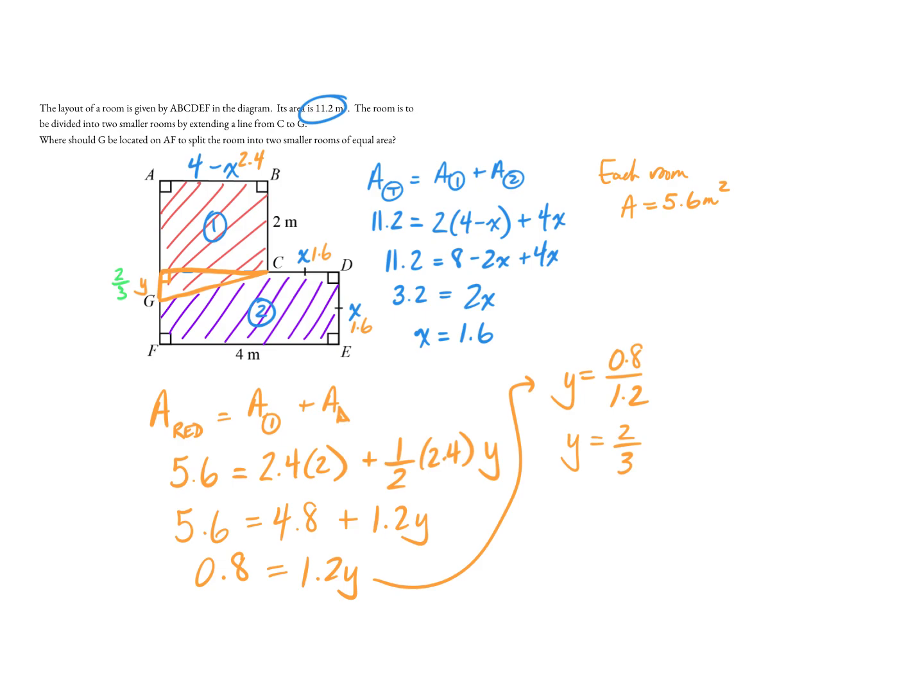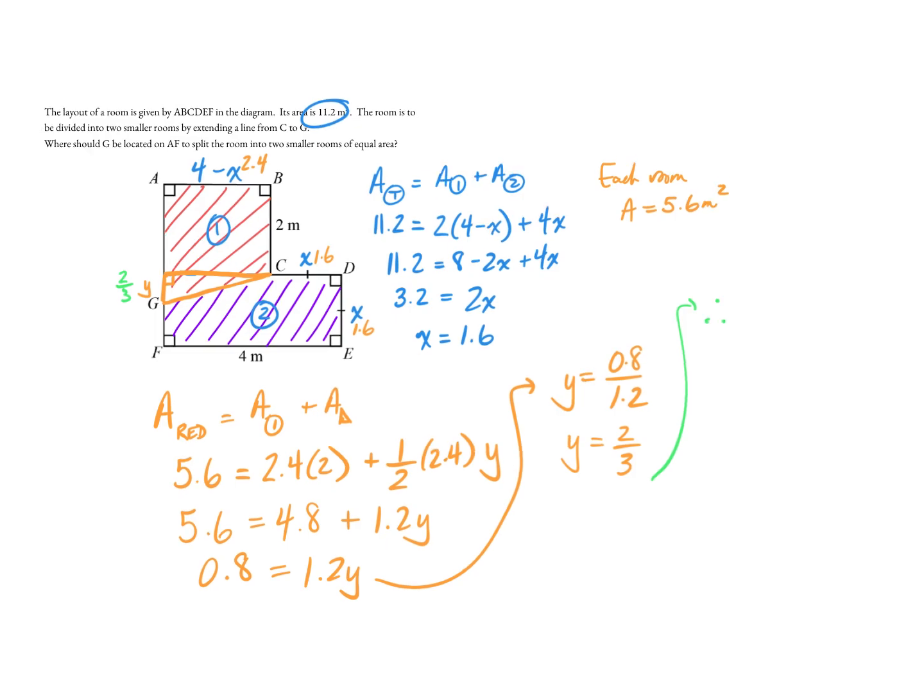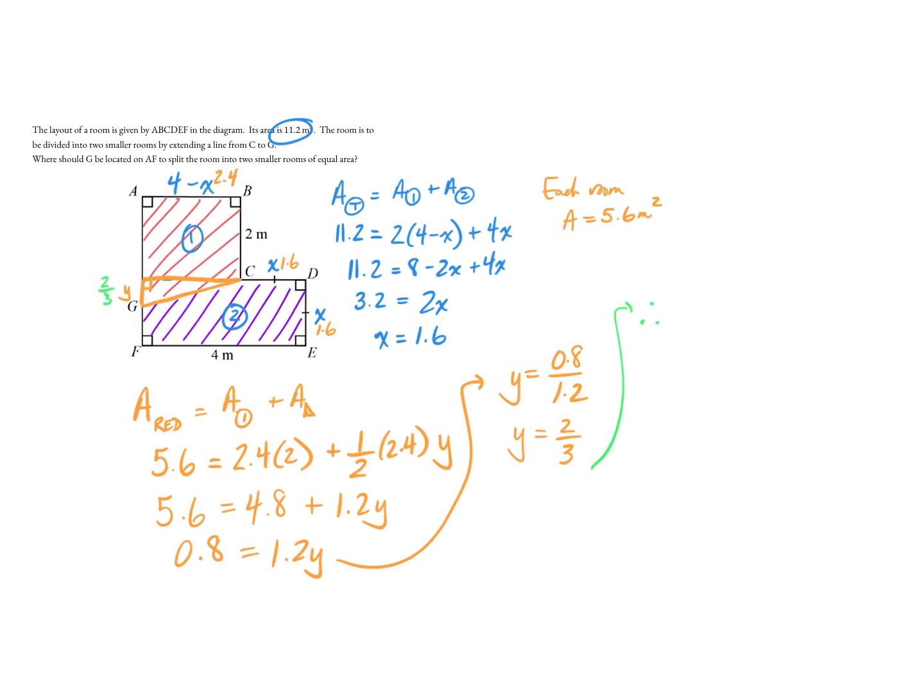Okay, the question asked me, where should G be located on AF? So that means I need to give the position of G relative to something. So what I could then do, and I'm going to do this in green for my final answer, I could say that the position of G is going to have to be 2 plus 2/3 units from A, of which if I went through and simplified that, I get my common denominator. That's going to tell me that I'm 8/3 units from A.